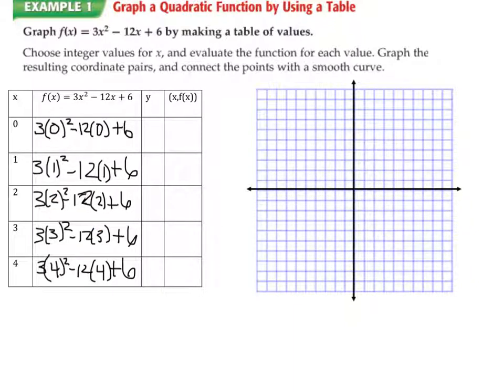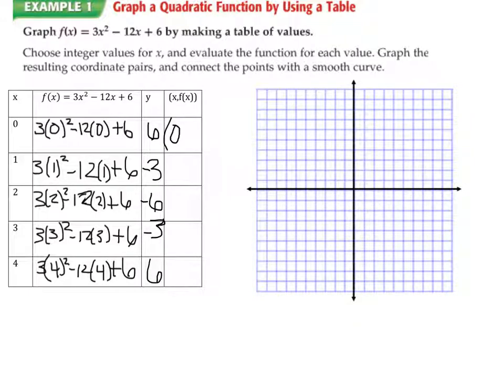So when I go ahead and evaluate these, I'm going to just do 0 squared, which is going to be 0. 0 times 3 is 0, minus 12 times 0, which would still be 0, and then 0 plus 6 is going to give me 6. So that's going to be able to find the y values, and we're going to do that on each one. And if we do that, we're going to get 6, negative 3, negative 6, negative 3, and 6.